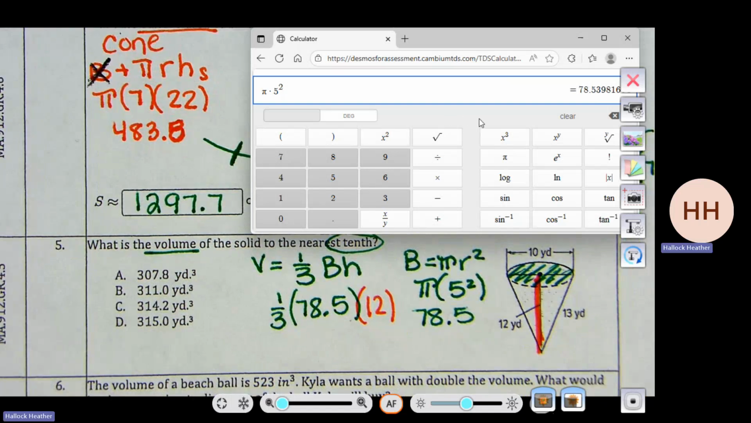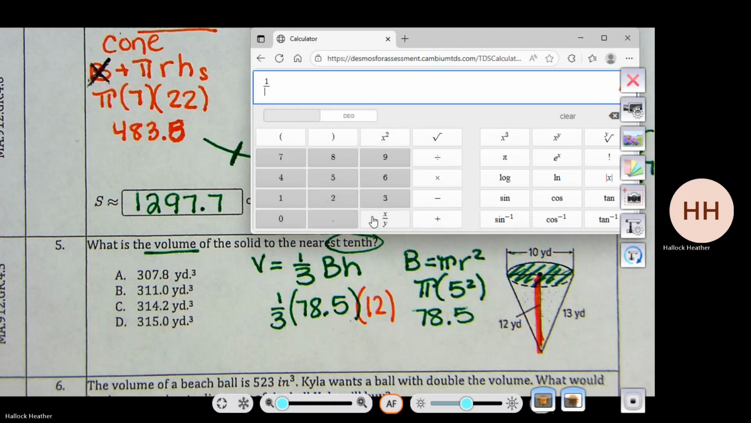Let's put it in as decimals. 1/3 times 78.5 times 12.